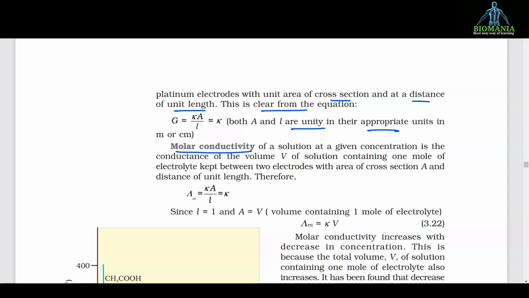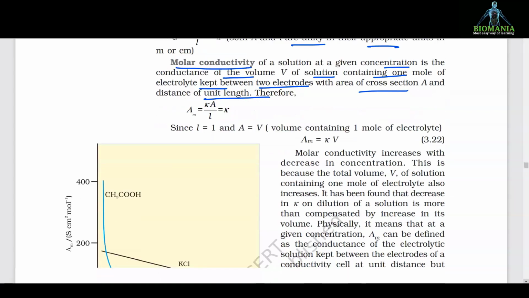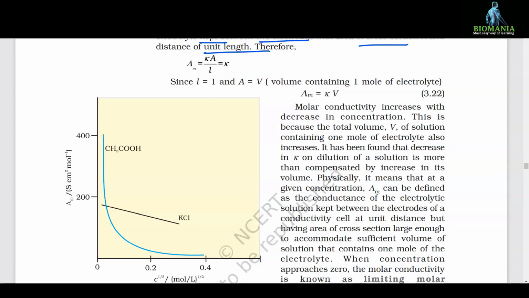Molar conductivity of a solution at a given concentration is the conductance of the volume V of solution containing 1 mole of electrolyte kept between two electrodes with area of cross section A and distance of unit length. Therefore, lambda = kappa A / L = kappa, since L = 1 and A = V, the volume containing 1 mole of electrolyte. Lambda = kappa V.